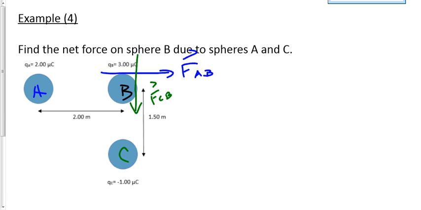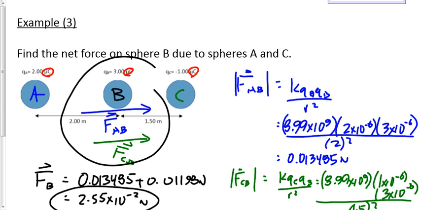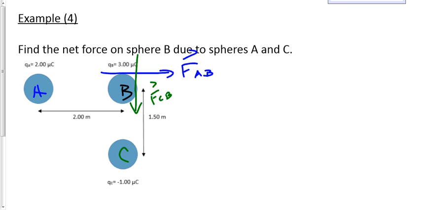Find the forces, right? The good news is, if you notice example number 3 and example number 4, it's all the same numbers. So we don't have to recalculate anything here, right? We know FAB, like we could calculate it, QA, QB over R squared, or this time we can just write down the number. 0.01348 newtons. And FCB, 0.01198 newtons. And then we just combine them, right? Add them, but add them vectorially.